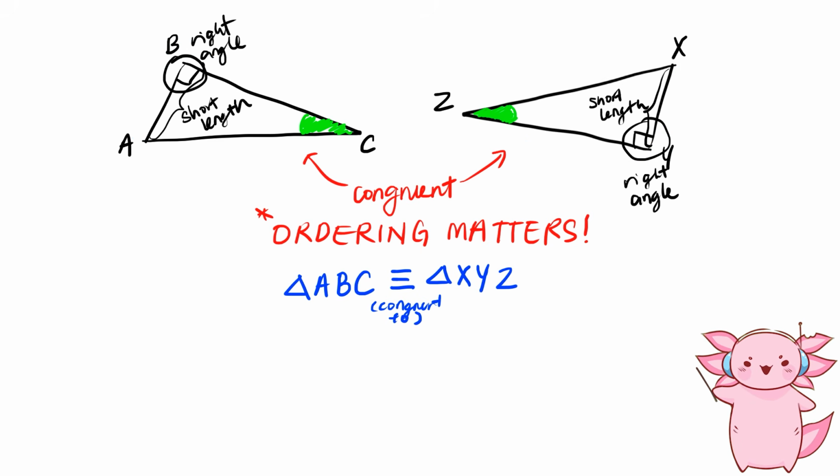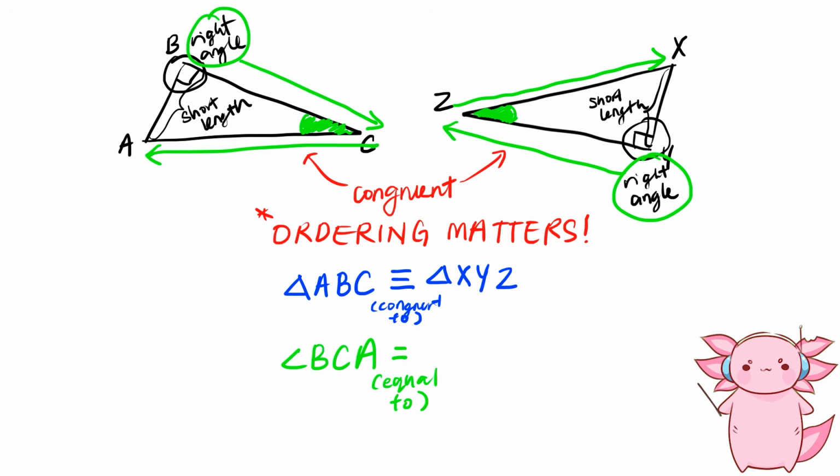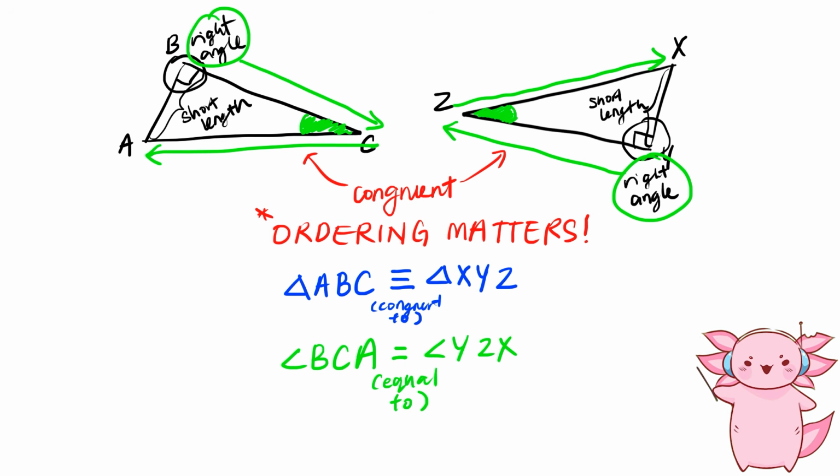When saying that these two angles are the same, angle BCA is from the right angle to the angle then across, so we need to follow the same ordering on the other triangle. So BCA is equal to YZX.